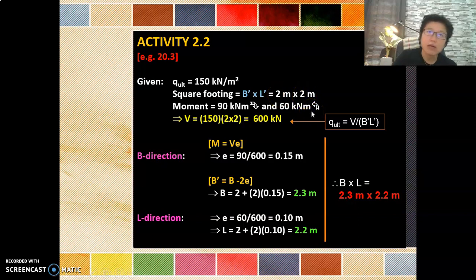So it makes sense, right? When you have a moment coming in, you want to bring the load back to the centroid of the foundation. So surely the foundation has got to be bigger in order to accommodate for the eccentricity. So that's what happens here.